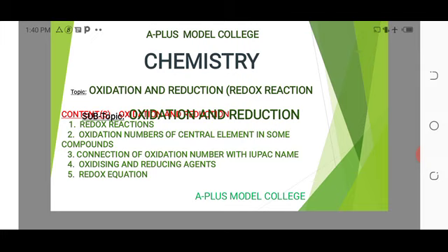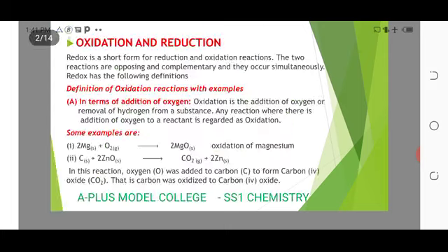I am S. Adebayo. I will be taking you through chemistry, and the topic here today is oxidation and reduction, which is called redox reaction. Under this, we shall be discussing the redox reaction itself, oxidation numbers of central elements in some compounds. We want to also look at the connection of oxidation number with IUPAC name, oxidizing and reducing agent and redox equation. If you cannot finish it in this class, we try and continue in the next class.